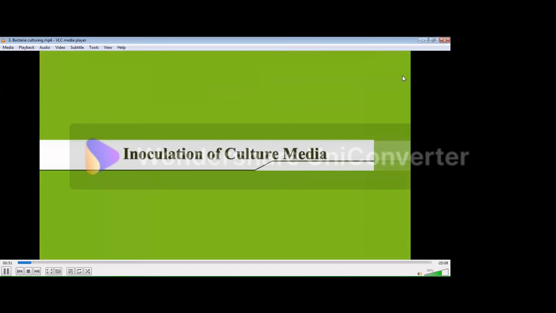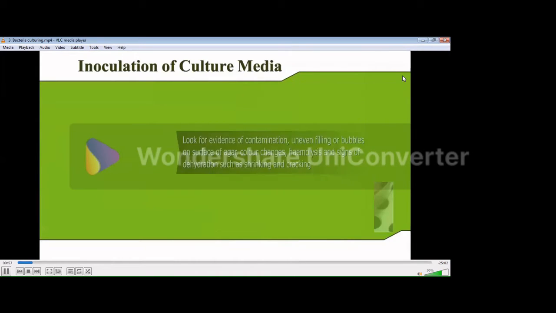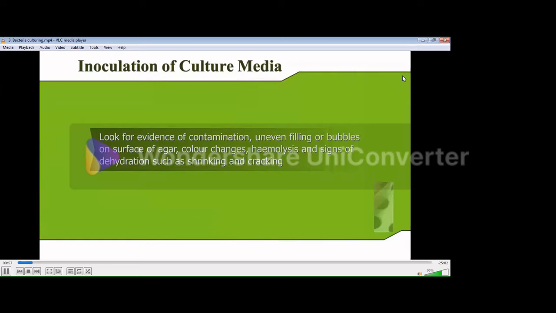Inoculation of culture media. Examine prepared media immediately before inoculation. Look for evidence of contamination, uneven filling, or bubbles on surface of agar, color changes, hemolysis, and signs of dehydration such as shrinking and cracking. Discard any defective plates or tubes.